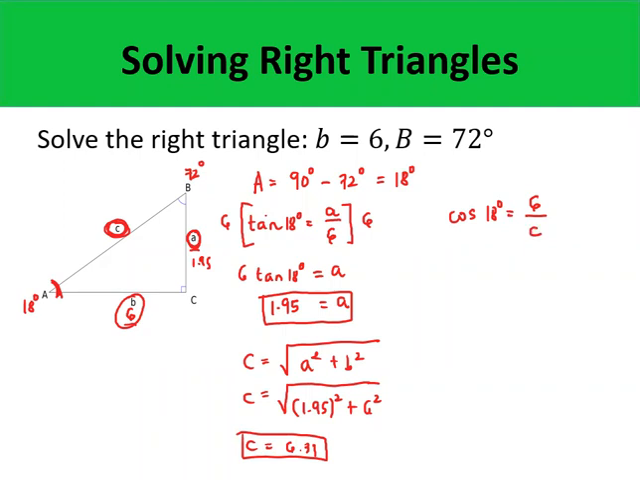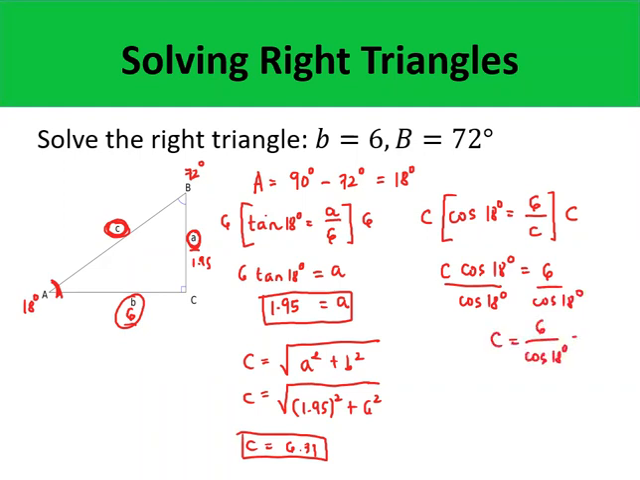If we use this equation, we can multiply both sides by c. And this gives us c times cosine of 18 degrees equals 6. Then dividing both sides by cosine of 18 degrees will give us c is equal to 6 over cosine of 18 degrees. If we divide this, the result should also be 6.31 units, which is what we got in the earlier solution.